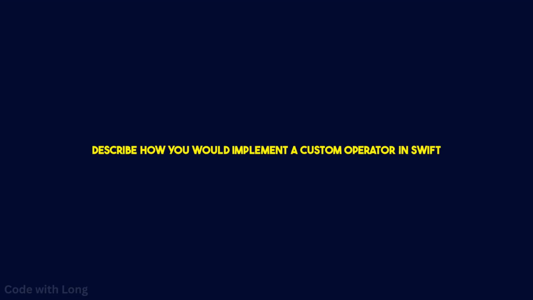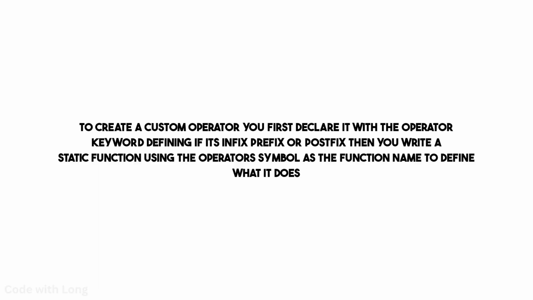Describe how you would implement a custom operator in Swift. To create a custom operator, you first declare it with the operator keyword, defining if it's infix, prefix, or postfix. Then, you write a static function using the operator symbol as the function name to define what it does.